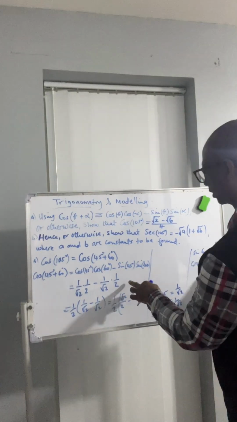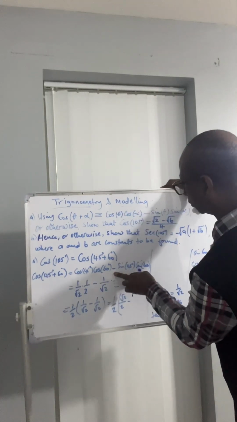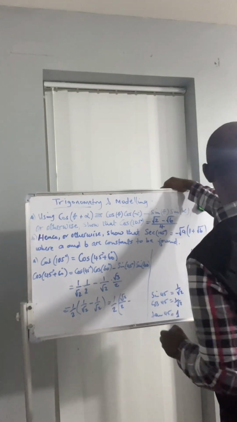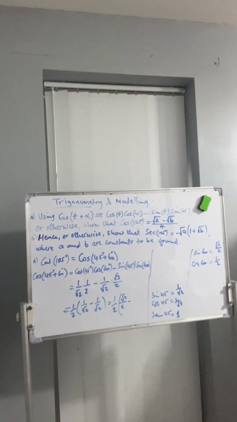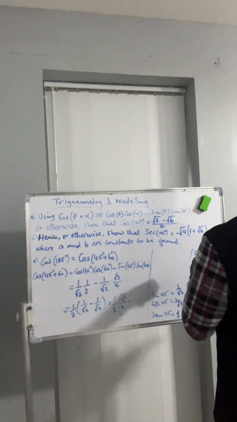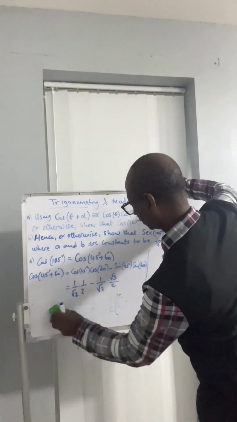Sine 60, sine 45. This should be root 3 all over 2. Root 3 over 2. Yeah, so let's make this again.